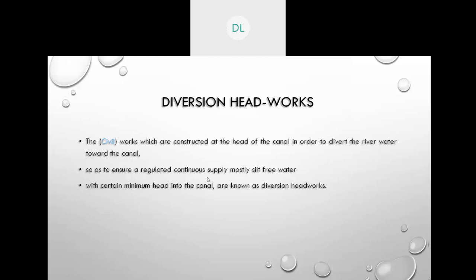So as to ensure a regulated continuous supply. This is the meaning: the major objective of all headworks is a regulated continuous supply. Here the word regulated is not meaningless or randomly used. You should understand the word regulation, like regulated flow, regulated traffic, regulated public, regulated state, or country. So regulation is very important here. Here we are regulating the headwork to control the flow. Regulation means we are controlling certain things, and that is required for discipline.